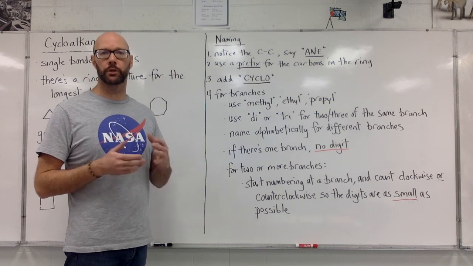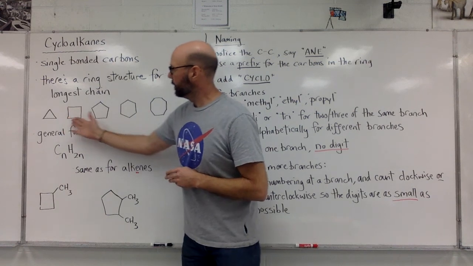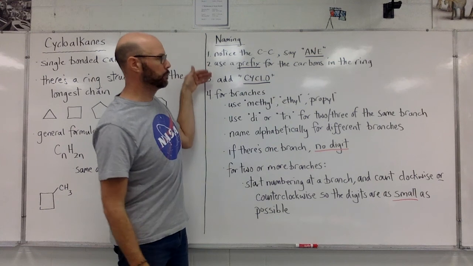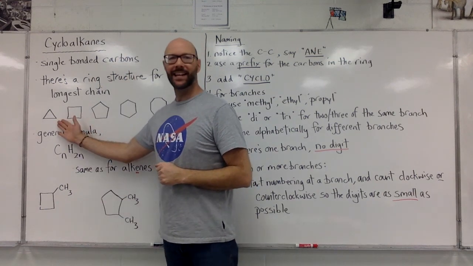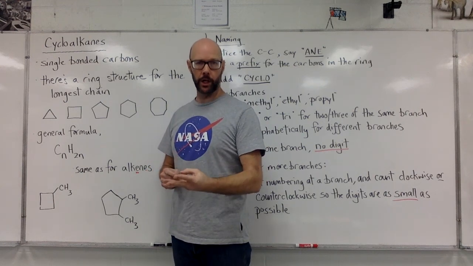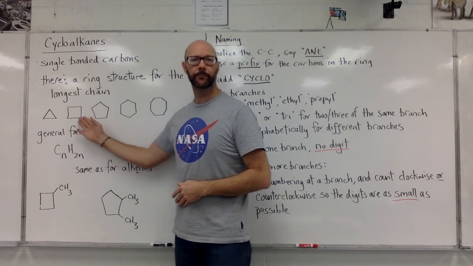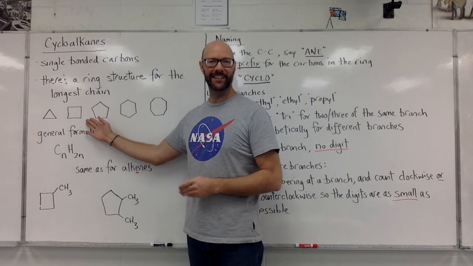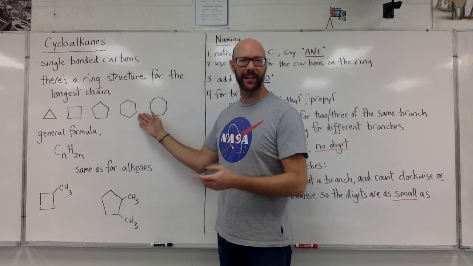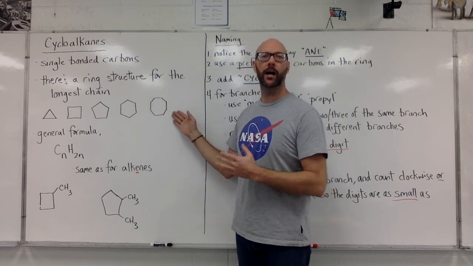In the next video, we're going to be doing some examples, but here, a few quick ones. These ones do not have any branches, so we're just going to follow our first 3 rules. This one is cyclopropane. It's a ring structure, cyclo, with 3 carbons, prop, single bonded ane. Cyclopropane, cyclobutane, cyclopentane, 6 carbons in a ring, cyclohexane. This one is cyclooctane.